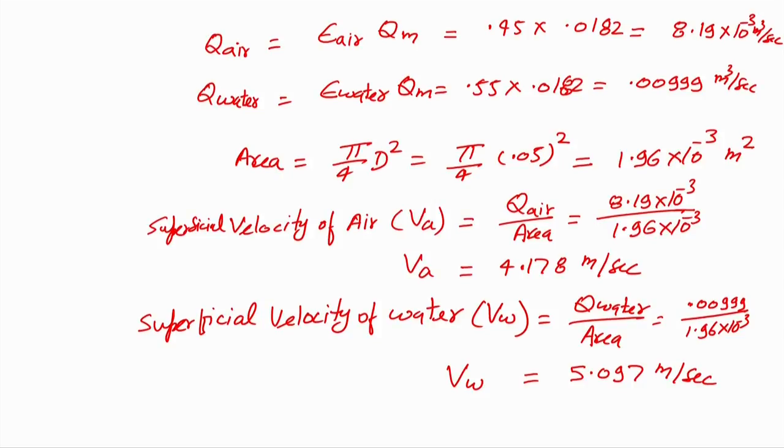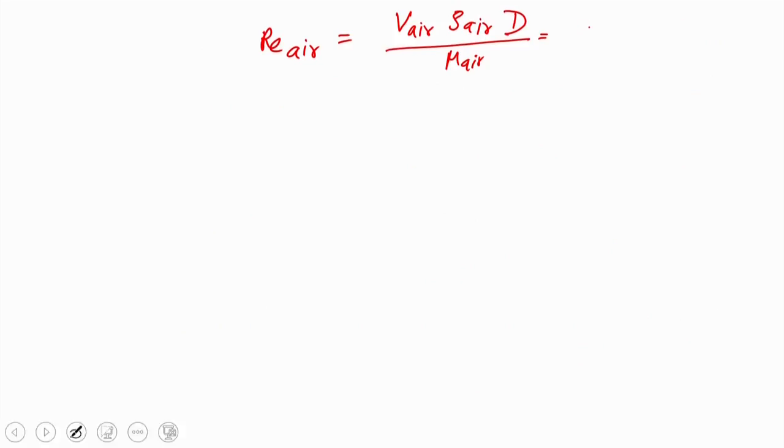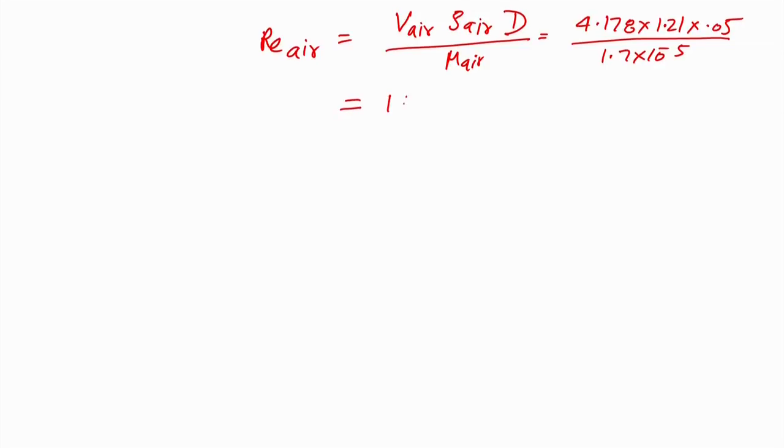Now, what we need to do? We need to calculate the pressure drop. For calculating the pressure drop, I need the friction factor. To get the friction factor value, we will be using the Reynolds number. So, we need to calculate the Reynolds number of air, which will be V of air, rho of air into diameter of the pipe upon mu of air. V of air we have calculated 4.178, rho of air is 1.21 into 0.05 upon 1.7 into 10 to the power minus 5. If you do that, the Reynolds number of air will come 14868. So, this is greater than 2100.